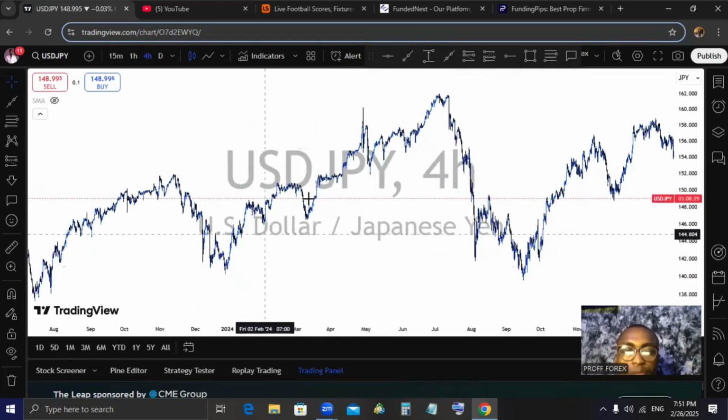Also from this zone, it has been on a massive uptrend.